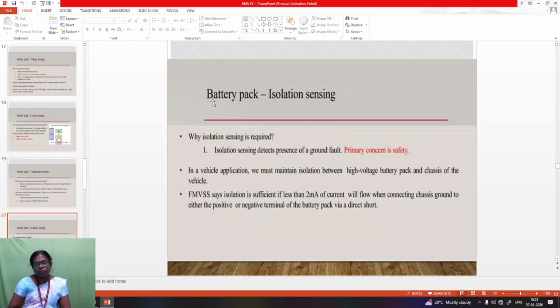So it detects the presence of a ground fault. In a vehicle application, we must measure isolation between the high voltage battery pack and the chassis of the vehicle. FMVSS says isolation is sufficient if less than 2 milliamps of current will flow when connecting chassis ground to either the positive or negative terminal of the battery pack via a direct short.